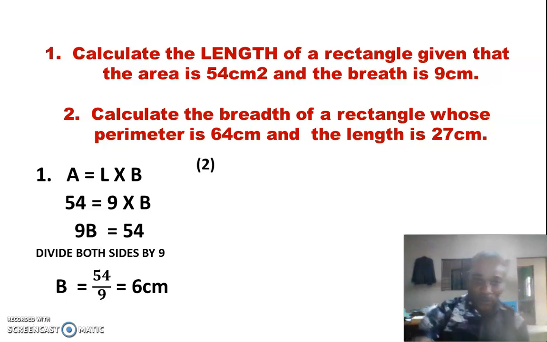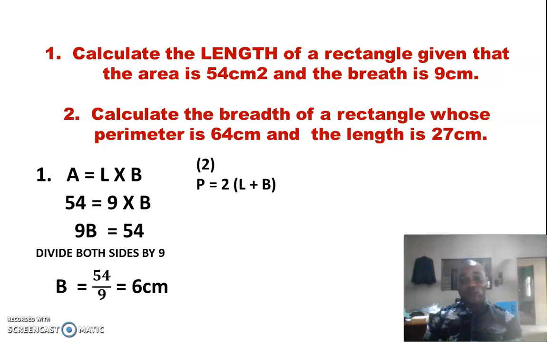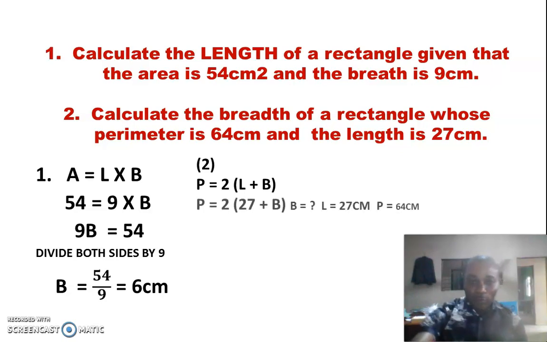Now look at question number 2 now. We are told to calculate the breadth of a rectangle whose perimeter is 64 centimeters and the length is 27 centimeters. Length is 27 centimeters, perimeter is 64 centimeters, and the breadth is what we are told to calculate. Now how do you calculate it? Remember that the perimeter of a rectangle is 2 open brackets, length plus breadth. Now the perimeter is 64 centimeters equals to 2 open brackets, length is 27 plus breadth is unknown. Length is 27, perimeter is 64.